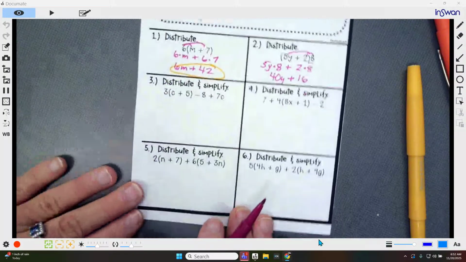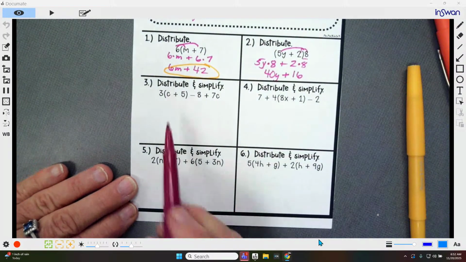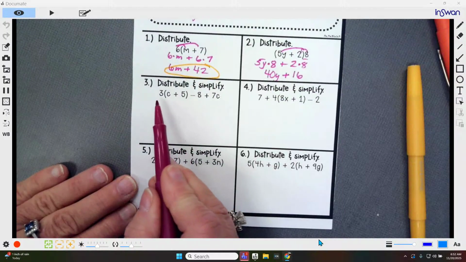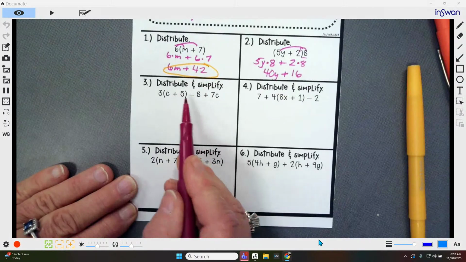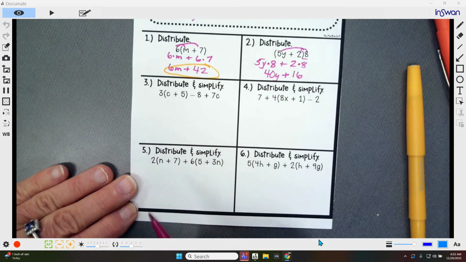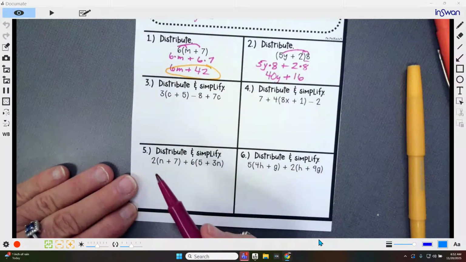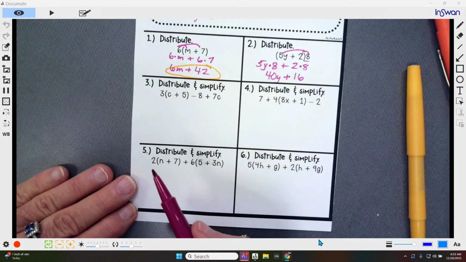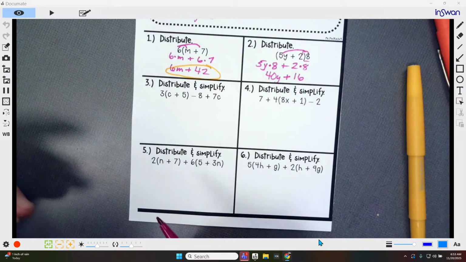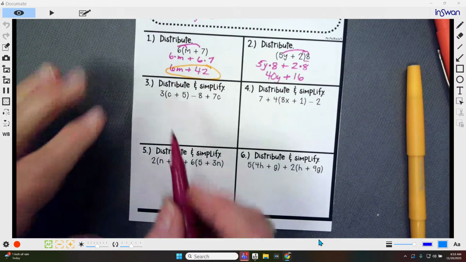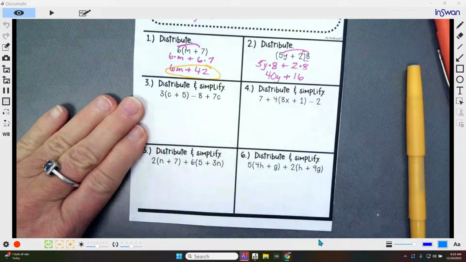Now, on the next ones, you have some more involved things that actually have a distribution and some other operations with these terms that are outside of the parentheses. You would solve this just like you would any order of operations problem, but because we have variables, we're going to use the distributive property where you multiply the outside factor times both values.